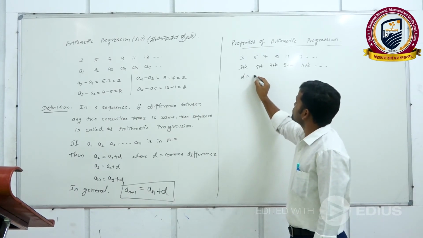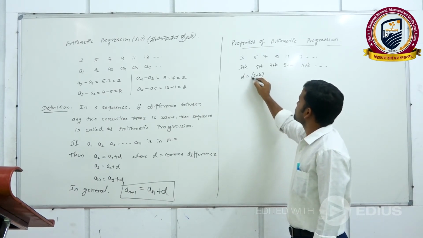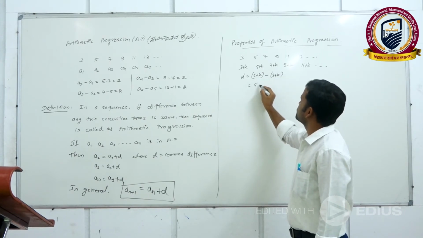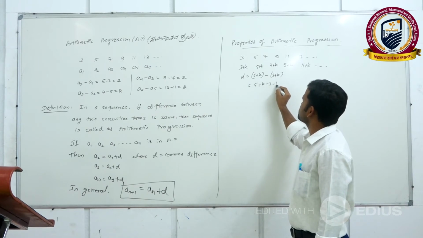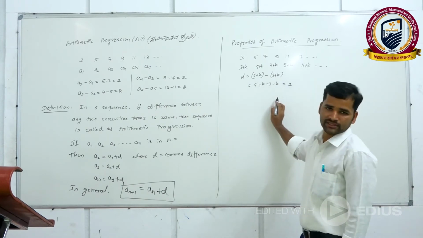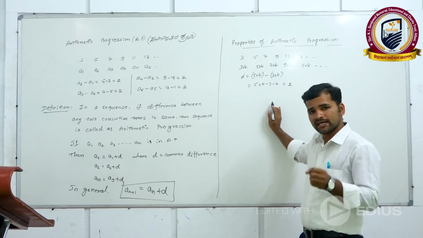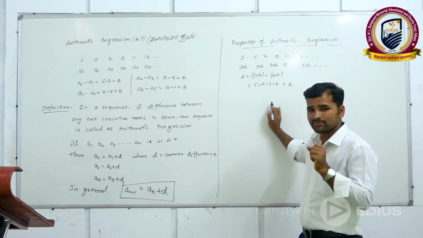D is equal to 5 plus k minus of 3 plus k. It is nothing but 5 plus k minus 3 minus k. How much are we getting? 2 only. Like that you take the difference between any two consecutive terms. Again they will be in AP. So what is that property you can say?